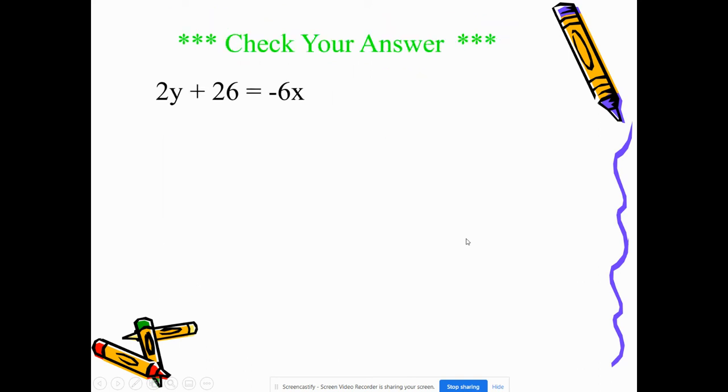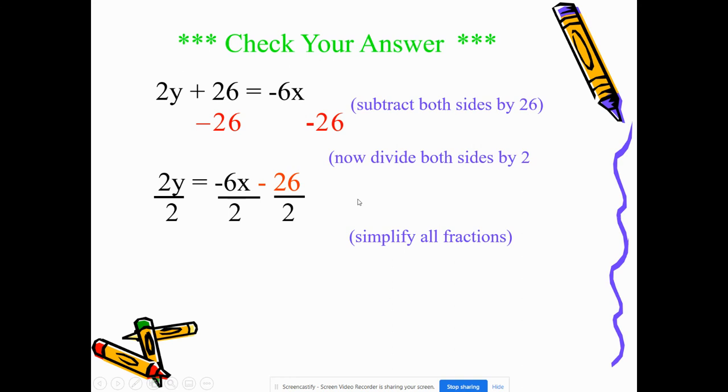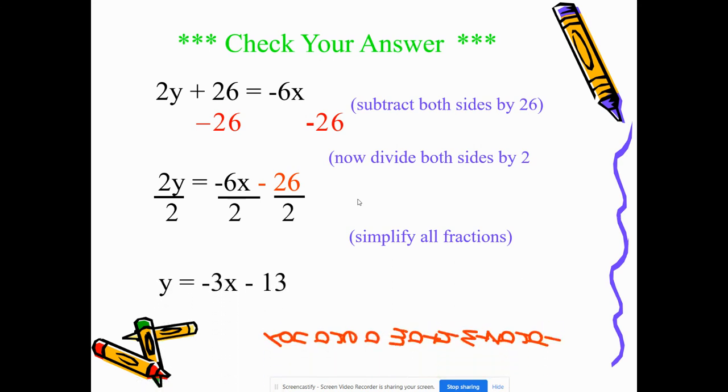So let's check our answer. When you subtract both sides by 26, you should get negative 6x minus 26 on the right side of the equal sign. Then at this point, you are dividing everything by 2 to isolate the y. And for all my math wizards out there, 2 divided by 2 gives you 1y. Negative 6x divided by 2 is negative 3x. And negative 26 divided by 2 is negative 13.